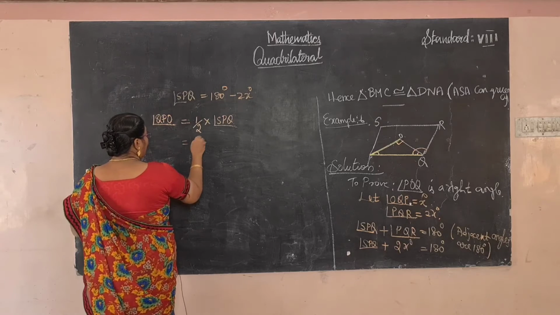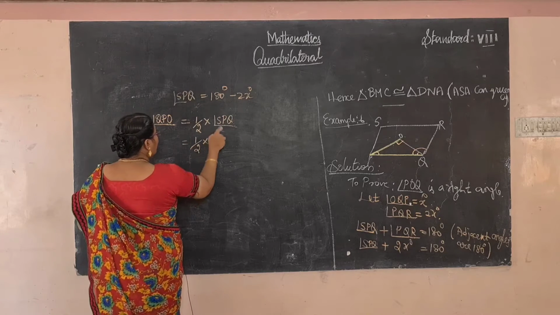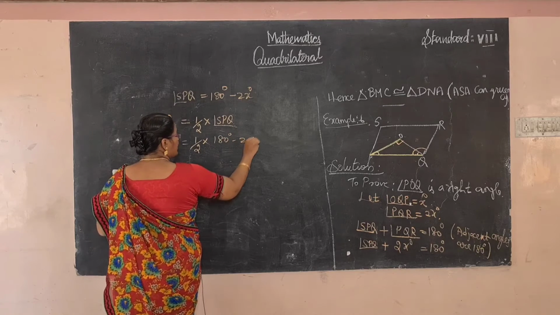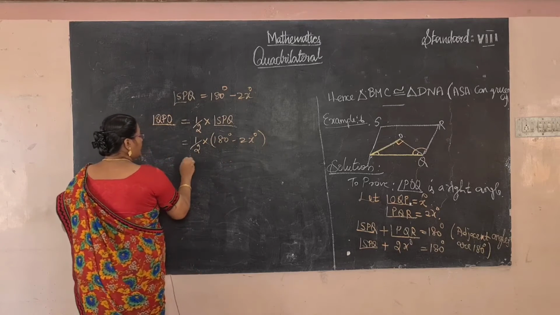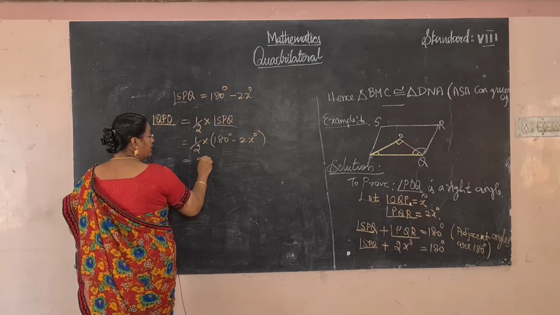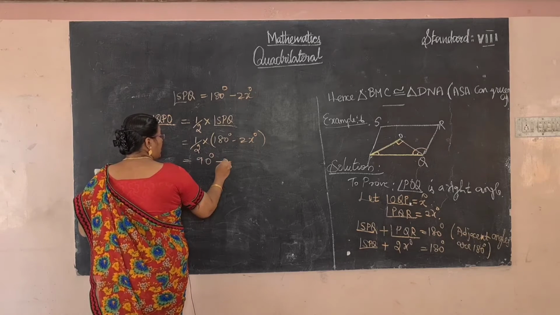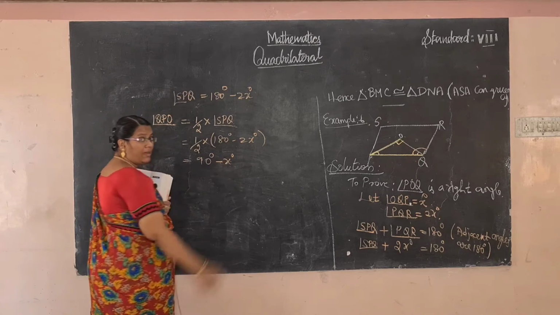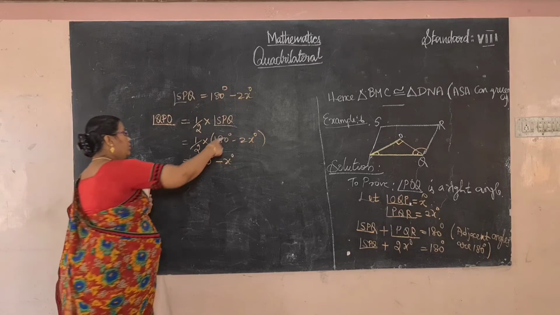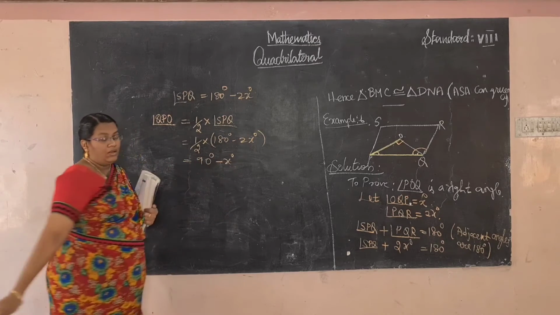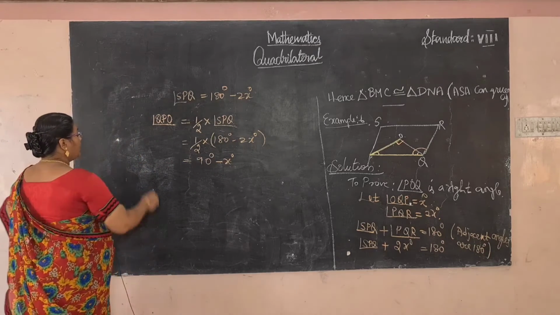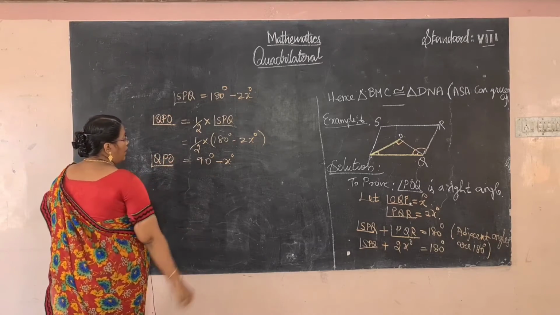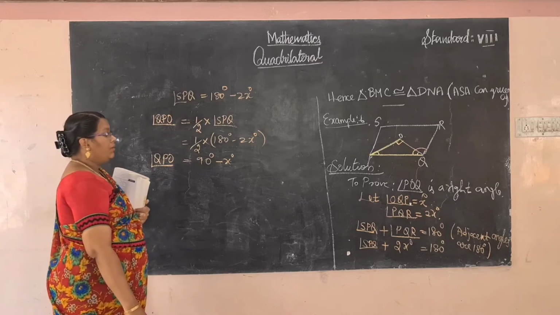Now I will write 1 by 2 times the value 180 degrees minus 2x degrees. Let's simplify: each term is multiplied by 1 by 2. So 2 divided into 180 gives 90 degrees, and here 2 will be cancelled, so minus x degrees. So angle QPO is equal to 90 degrees minus x degrees.